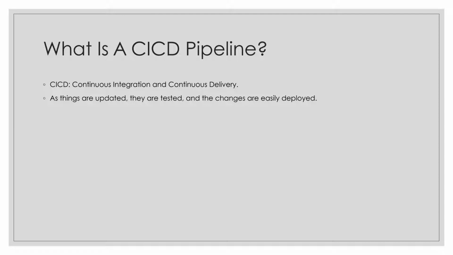So what is a CICD pipeline? CICD stands for Continuous Integration and Continuous Delivery. The basic idea is that if I make a change, say to an ACL or something along those lines, those changes are tested automatically and they are super easy to deploy pretty much for anyone.